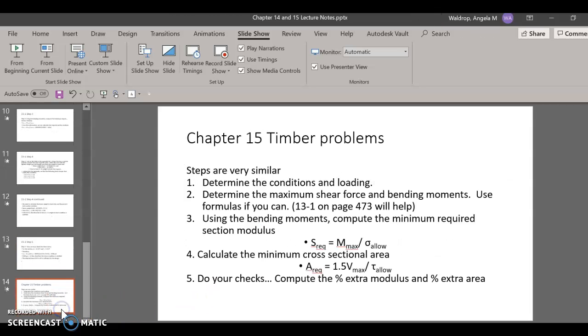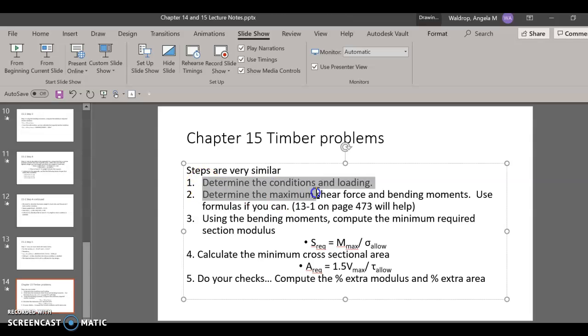All right, now looking at the timber problems, these are just a little bit different. They're very similar, but a little bit different. So step number one is pretty much the same. We're going to determine the conditions in the loading, and that information should be given. Then step number two, we're going to have to figure out our shear force and bending moment. So we can use the 13-1 on page 473 to help us out. And step three, we need to get our number to go shop with. Again, that's the same thing. So this number, this S_req, is the number that we're going to shop for in the back of the book. We can calculate the minimum cross-sectional area and then do our checks to make sure that that's okay.